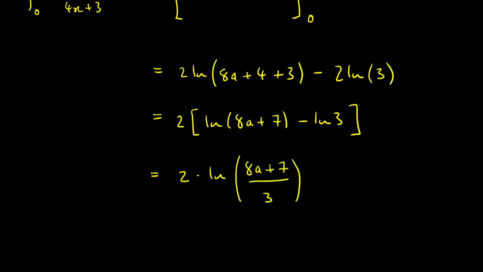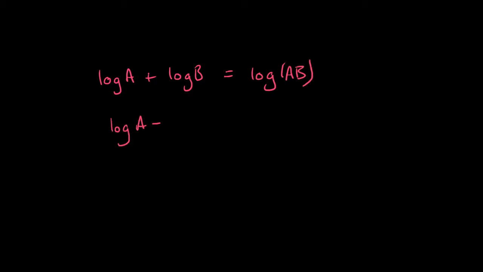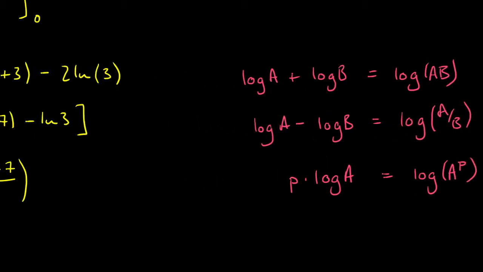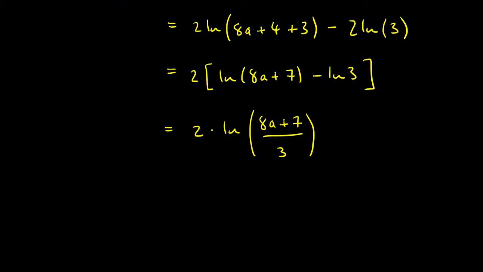Okay, if you're not sure about that, let me just state the rule for you over here. The rule is as follows. If I've got log a plus log b, that's equal to log of a times b. And if I've got log a minus log b, that's equal to log of a divided by b. And then the third rule, because we're going to have to use it in just a second, is if I've got p times log a, then that is the same thing as log of a to the power of p.